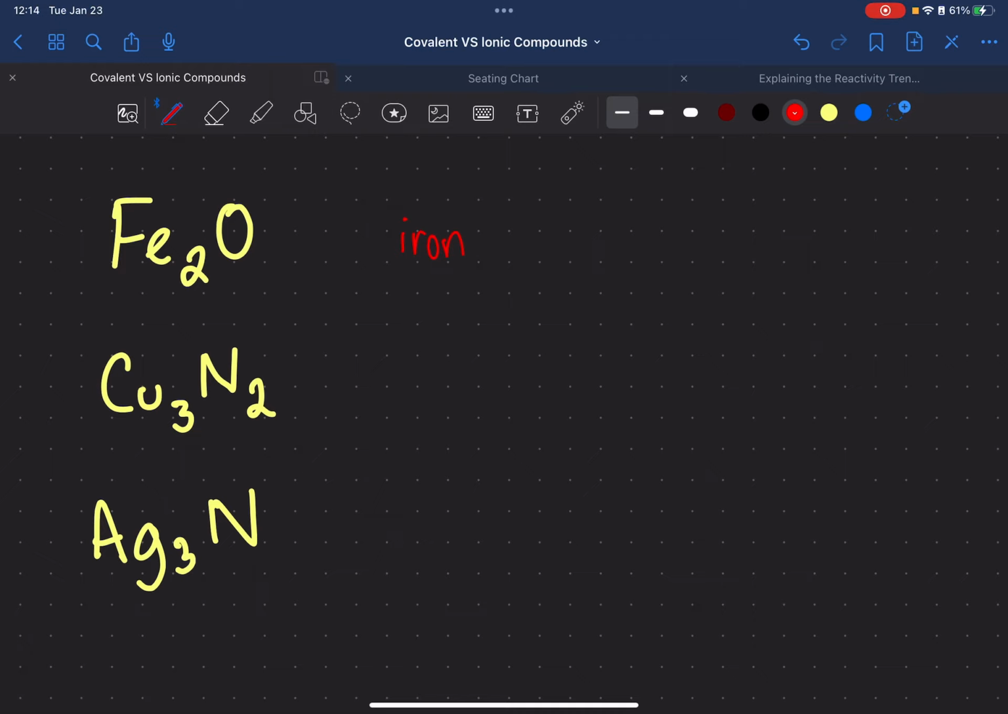This is iron 1 oxide. This is copper 2 nitride. And this one is just silver nitride. Silver, we don't have to specify that it's silver 1 nitride because silver always has the same charge. Remember, we labeled that one on our periodic table. We've seen iron take on now 3 different charges. We've seen it take on a +1, a +2, and a +4. But silver is always the same. It's always 1, so there's no need to specify.